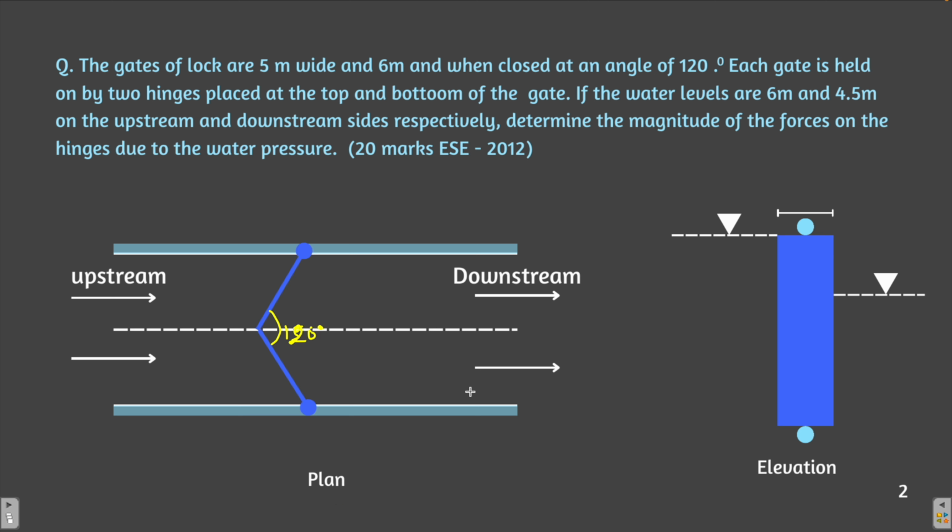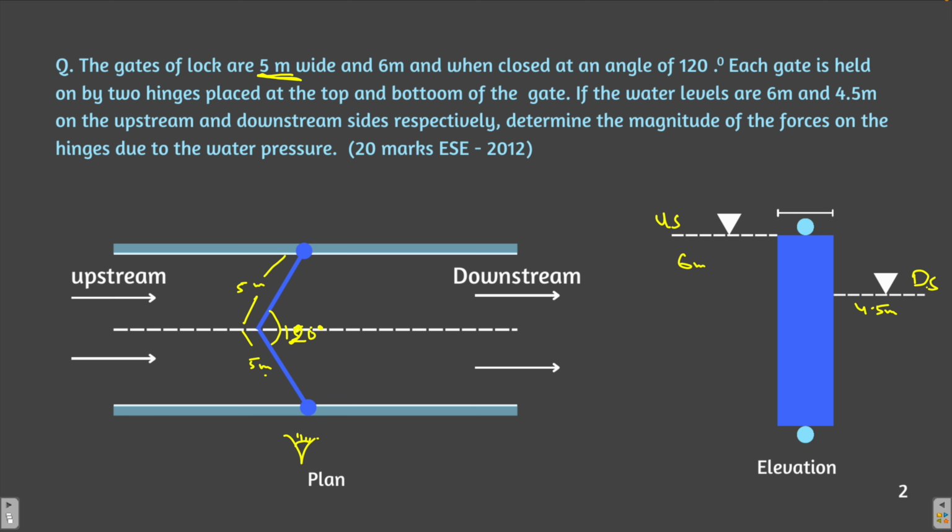So let's look at this figure from the elevation side. Elevation side means you are looking at the figure from this side. Here is your eye and you are looking at the gate. Here is what you are going to see. This is the upstream side, this is the downstream side, and the water level in the upstream side is 6 meters and in the downstream side is 4.5 meters. Let me tell you, the width of the gate is 5 meters. So this slanting length is 5 meter.